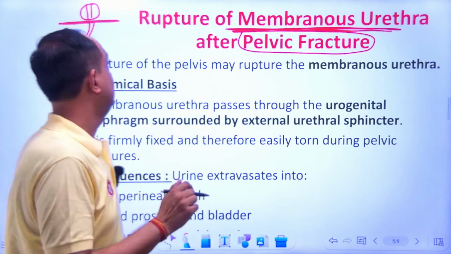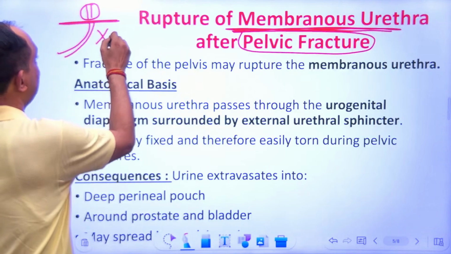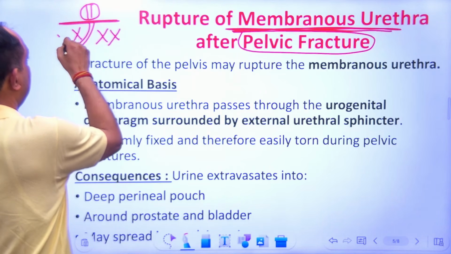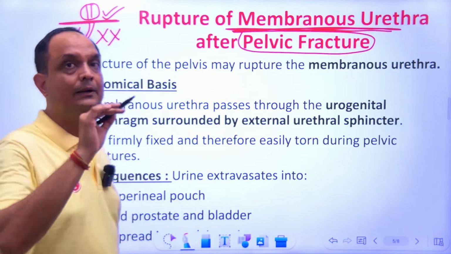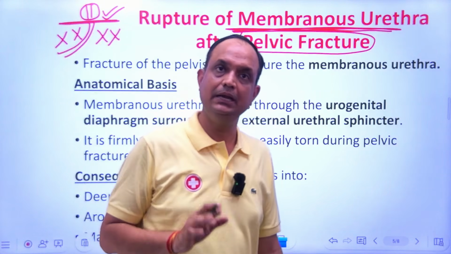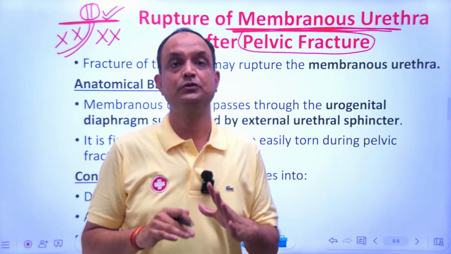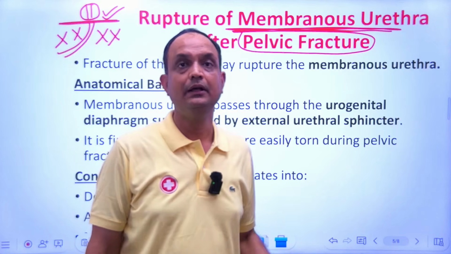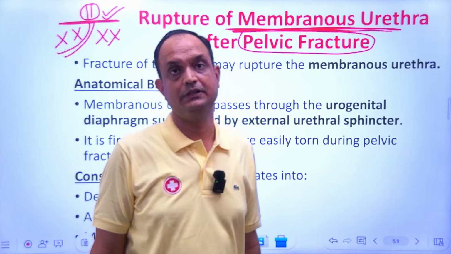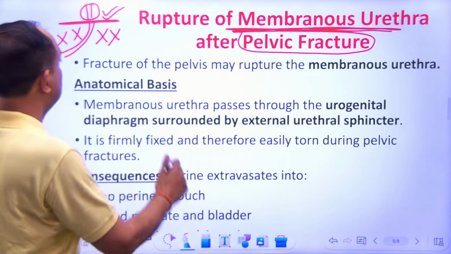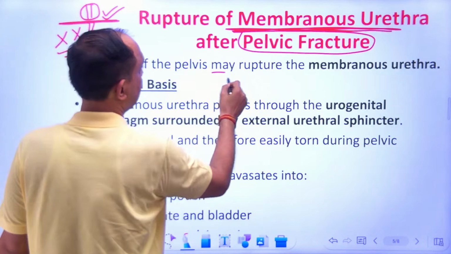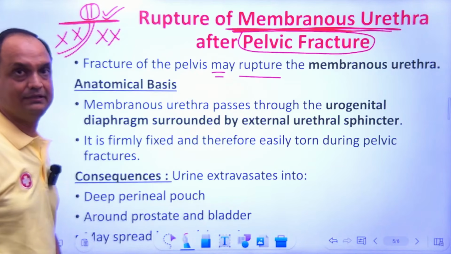Because the perineal membrane is intact, the superficial perineal pouch will not have a collection of urine. So urine will collect in the area above the perineal membrane. Clear? So this concept should be very clear in your mind when you are writing the answer to this question. So let's discuss what things you have to write down. A fracture of the pelvis may rupture the membranous urethra, as is given in the question.